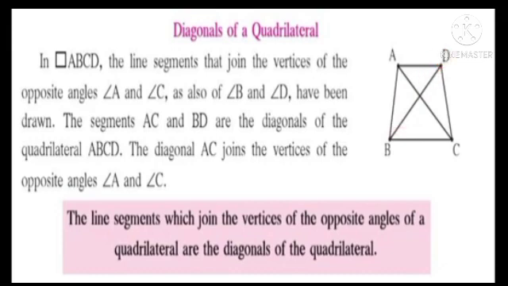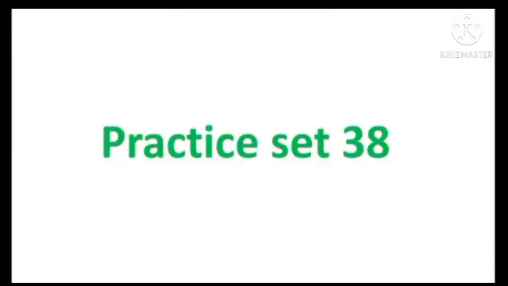So in quadrilateral ABCD, the line segments that join the vertices of opposite angles, angle A and C, as also of angle B and D, have been drawn. The segments AC and BD are the diagonals of the quadrilateral ABCD. The diagonal AC joins the vertices of the opposite angles, angle A and C. So what is the property? The line segments which join the vertices of opposite angles of a quadrilateral are the diagonals of the quadrilateral. Based on these properties, we are going to solve our practice set 38.